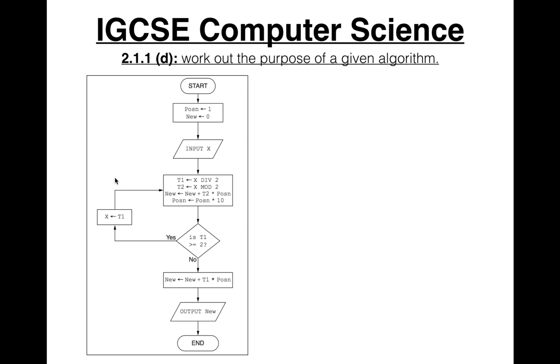Now, although in this video we're looking at working out the purpose of a given algorithm, we need to first fill in a trace table in order to actually do this. So that's what we're going to do. We're not going to use the same algorithm as we used last time, because that would be stupid. So we're going to use a different algorithm. This one I got from the October paper 2015.